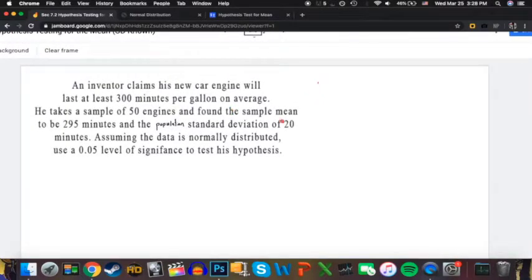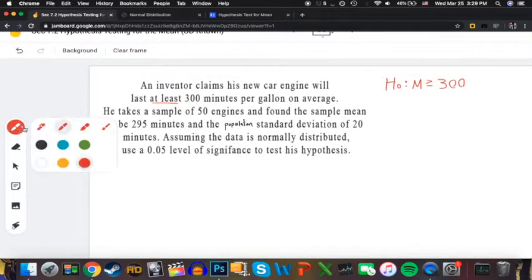So because he claims that the mean time for this engine is at least 300 minutes, that tells us that it's going to be a null hypothesis. So mu is going to be greater than or equal to 300. So we recall that the words at least relate to this inequality here. In turn, that tells us that the alternate hypothesis will just be mu is less than 300.